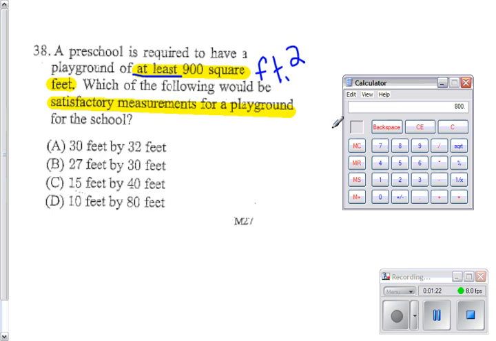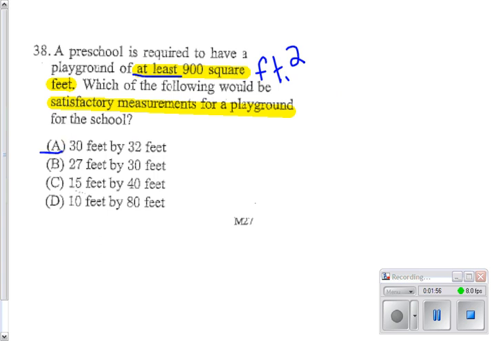So pull up the calculator here. If you've watched some of the other videos, I had to change the calculator. I can't seem to find the calculator that I normally use with this program, so we're just going to switch to the Windows calculator. What we're going to do is multiply each of these measures that we're given in the answer choices and find one that will be at least 900 square feet, so 900 or above. Let's jump over here. We'll do 30 times 32, and that would be 960. So A is a possible choice.